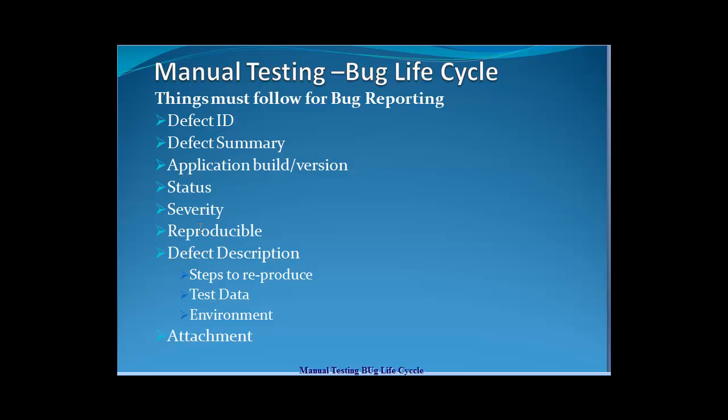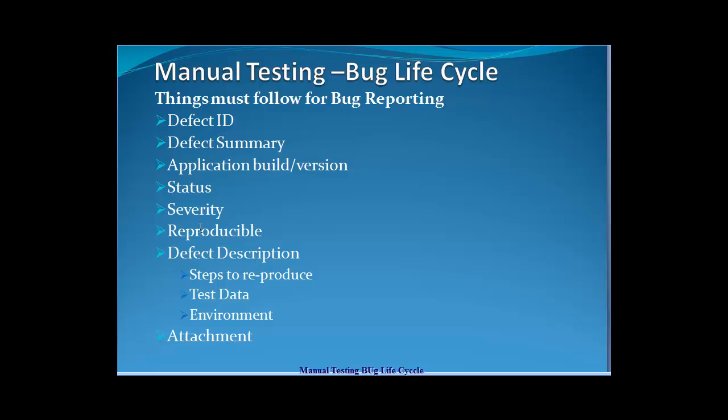Defect summary. This is one of the important things while a test engineer mentions or reports a defect. Defect summary tells what the executor or test engineer found, what was expected and what the actual behavior of the application was. So in defect summary, you can say that it is a brief summary about the defect.